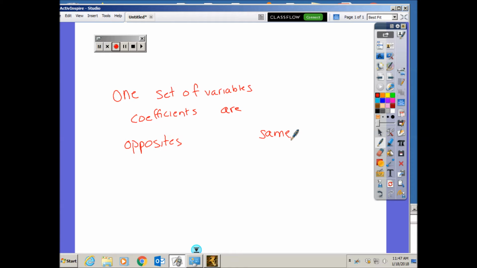If they're opposites, you're going to add. If they're the same, you can do two things. You can subtract, or you can flip the signs on one equation. I'm going to talk about that because sometimes when you flip the sign, you make a mistake and you only flip the sign on one term and not all three. So the better way to think about it is to subtract.